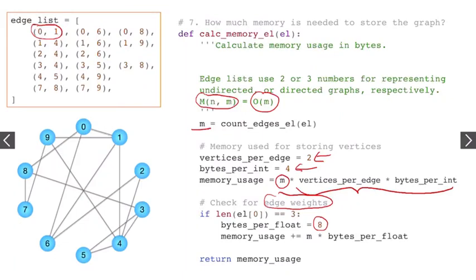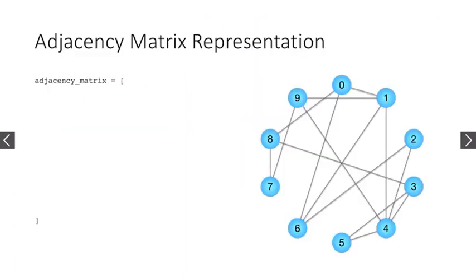All right, let's next talk about the adjacency matrix representation. An adjacency matrix is a lot of times the most natural for students to use. It's not the simplest, which is why I like to start with edge lists, but adjacency matrix makes a lot of sense as well. So how does that work?